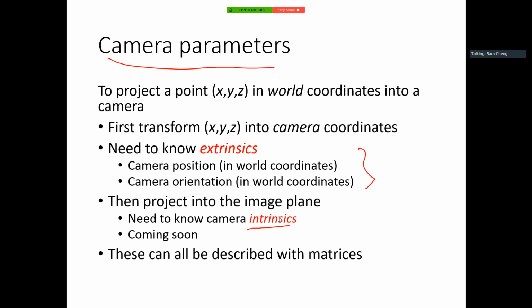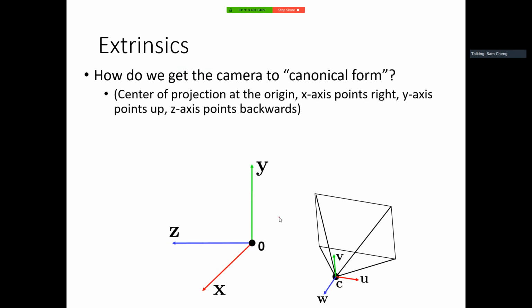So for example, whether there's some imperfection, something that is not perfect, maybe in the lens. Maybe the aspect ratio is not supposed to be one to one, or we may need some adjustment for that. But okay, let's talk about the extrinsic one first, where I try to align the coordinate.